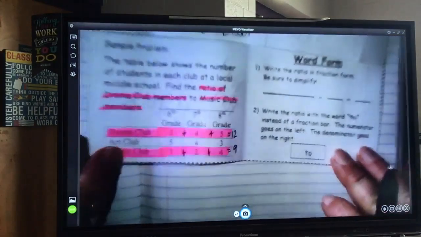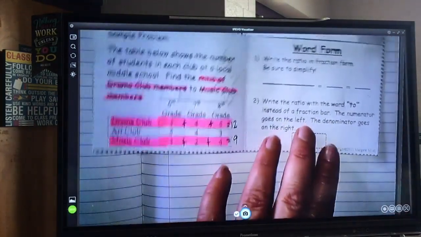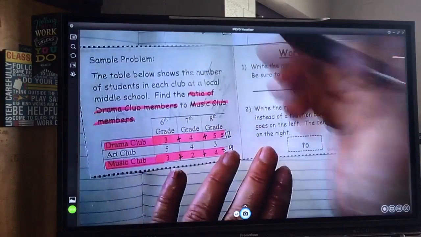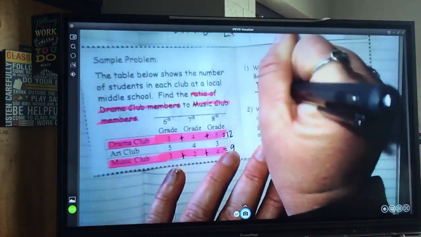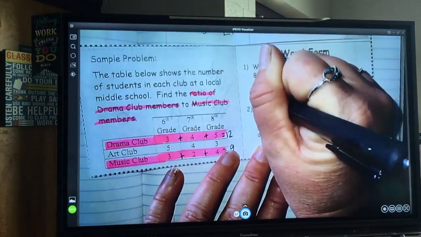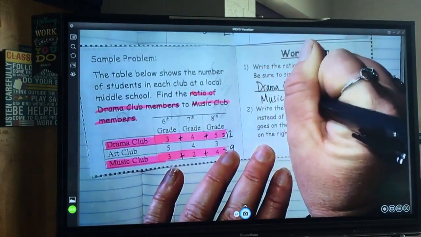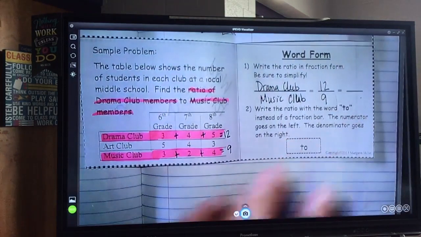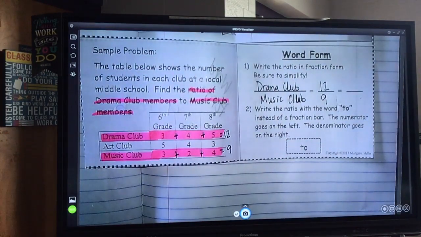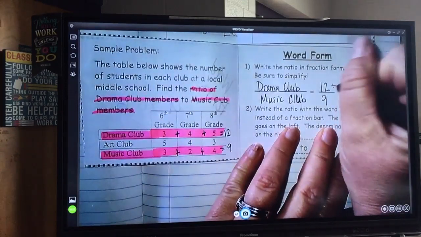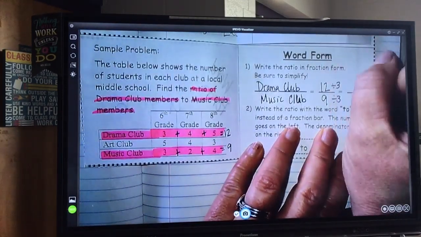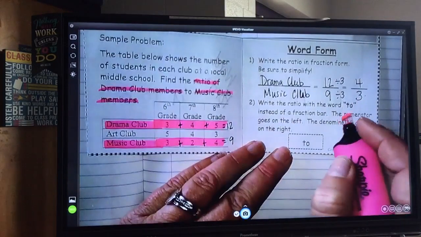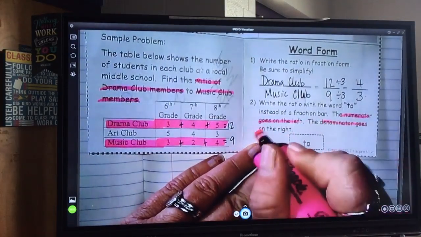All right, sliding over here. Again, you'll notice writing your ratio in fraction form is how we're going to solve almost every problem. So we are doing drama club to music club. All right, so we have 12 to 9. And then we're simplifying 12 to 9, so what can go into both 12 and 9? 3. I'm going to divide the top by 3 and divide the bottom by 3. 12 divided by 3 is 4, 9 divided by 3 is 3. And again, with the same information, the numerator goes on the left, the denominator goes on the right.